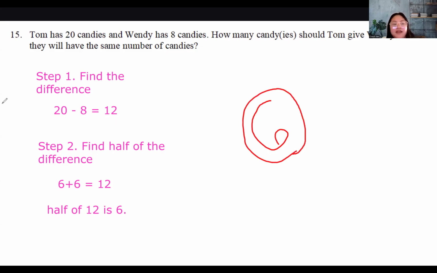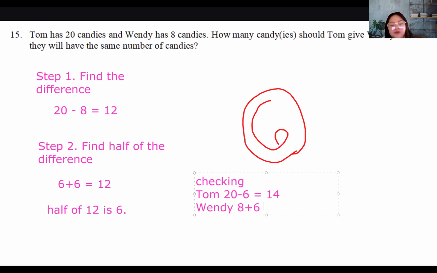That's the answer. And if you want to do checking, if Tom gives 6 candies, he would have 14 candies in the end. Now, if Wendy receives 6 candies, she would have 14 also. So by giving away 6 candies, they would have equal candies. So that's the answer.